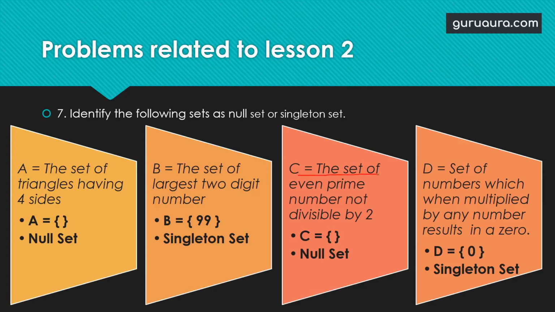Okay, set C, the set of even prime number not divisible by 2. We know an even prime number which is 2, which is obviously divisible by 2. Hence, this set is a null set as we don't have any even prime number which is not divisible by 2. Okay, set D, set of numbers which when multiplied by any number results in a 0. This set is a singleton set with a single element that is 0, as 0 is the only element which when multiplied by any number results in a 0.